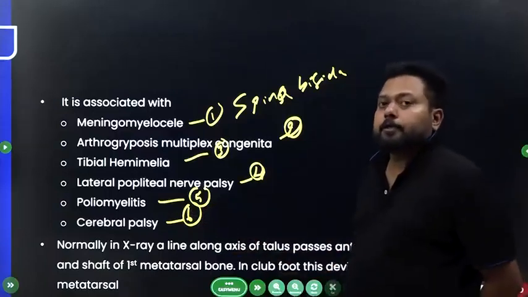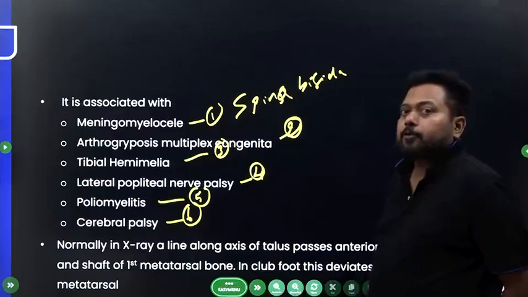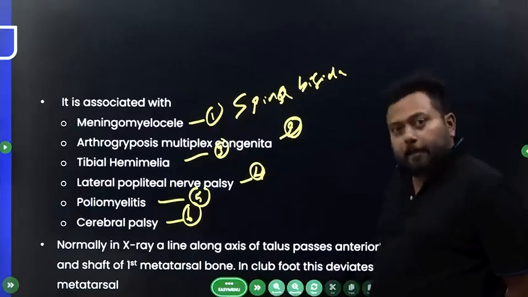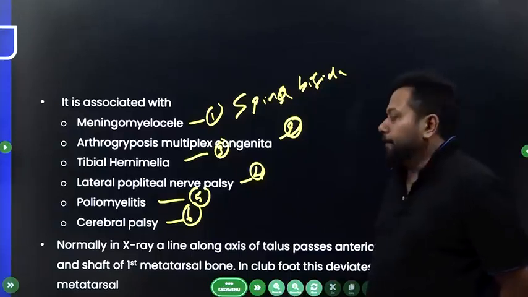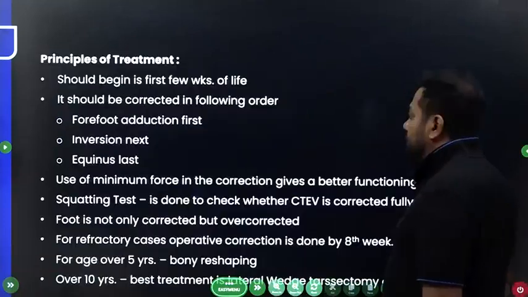What are the associations of CTEV? CTEV is associated with meningomyelocele, arthrogryposis multiplex congenita, tibial hemimelia, lateral popliteal nerve palsy, poliomyelitis, cerebral palsy. Okay, so these are the associations.